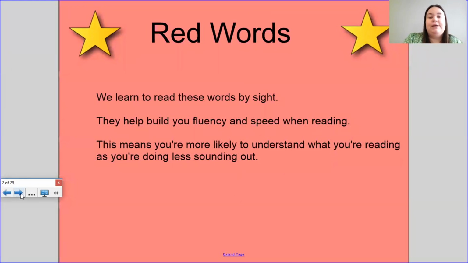Remember, we need to read read words by sight, and they help build up our fluency and speed when we're reading. And this means that you're more likely to understand what you've read because you're doing less sounding out. Are we ready? We're going to do my turn, your turn again. I'll point to me, and then I'll point to you.